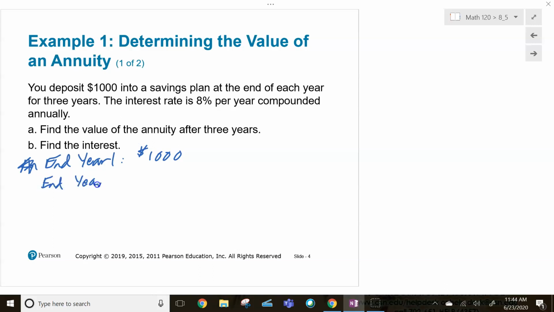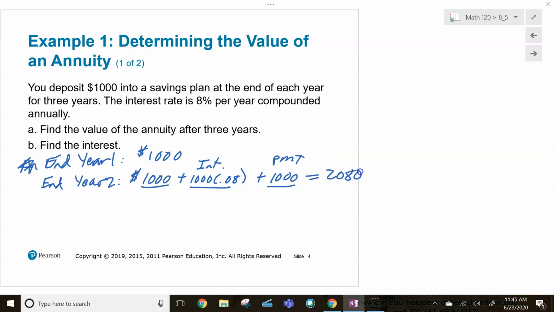At the end of year 2, you have that $1,000 from the end of last year plus your interest, which would be 8% on that $1,000 for the whole year. So 1,000 times 0.08, so 80 bucks. Plus, now you make your payment at the end of the year, 1,000. So you have 1,000 plus 80 bucks plus 1,000. We got 2,080 bucks at the end of year 2.